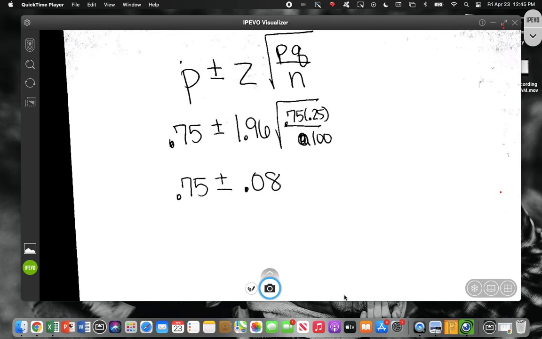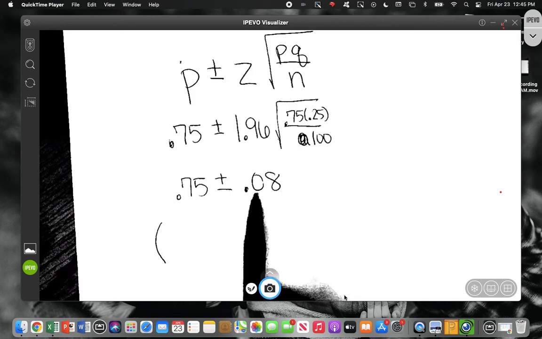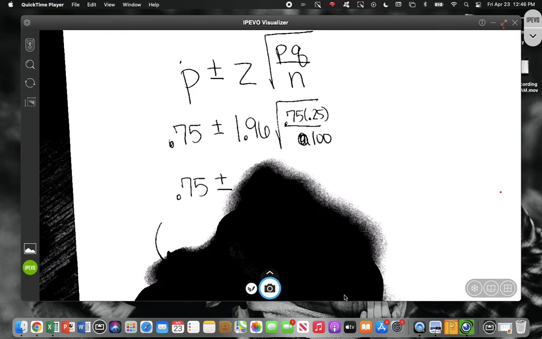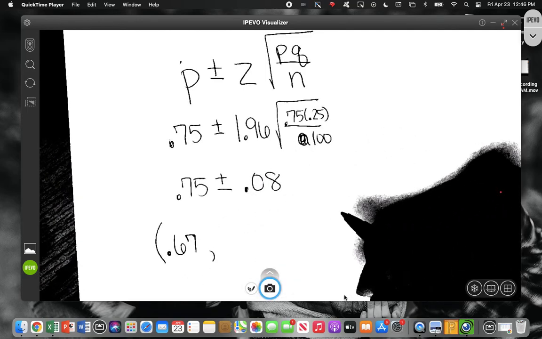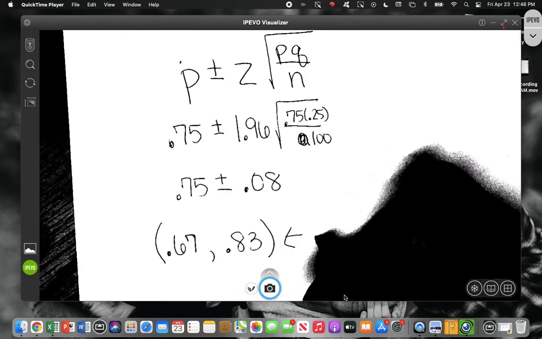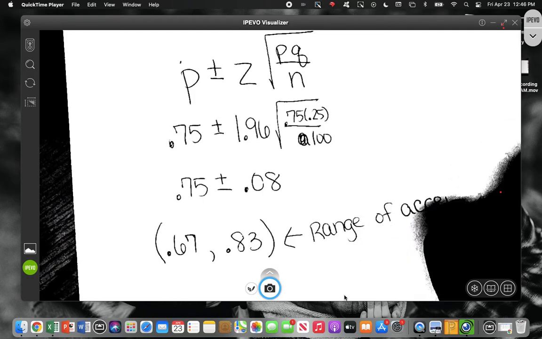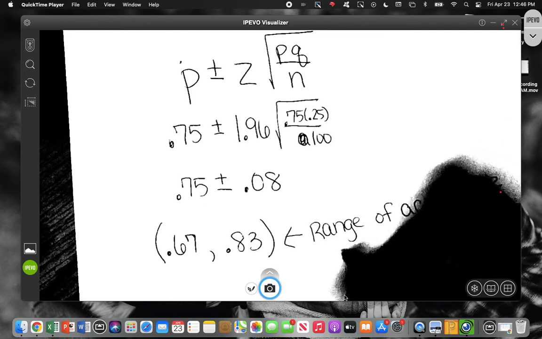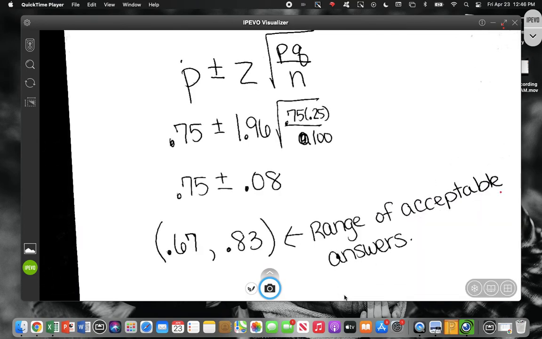So that means our margin of error is actually 8%. So our lower value that would be accepted, what's 75 minus 8? 67. And our upper value, 75 plus 8, would give us 83. This would be a range of acceptable answers. Was our 0.72 in this? Was the value that we found on our tosses in that range?